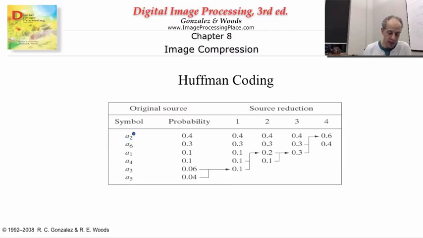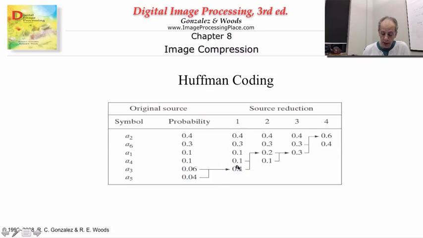So for example, this symbol A2 might be the pixel value 100. The symbol A6 might be the pixel value 77, and so on. So I'm going to list the symbols here and the probabilities here. And from the bottom, I start to add. I take the 2 lowest, and I add their probabilities. So I go from 0.04 plus 0.06, and that's probability 0.1. And then I do the list again.